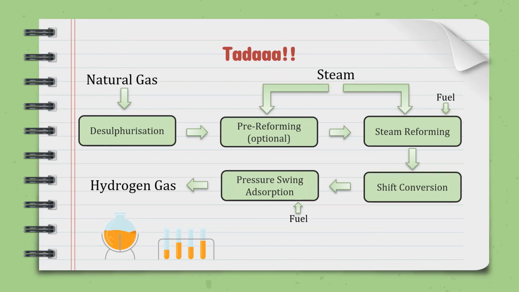The last one will undergo pressure swing adsorption, which is a technique used to separate gases under pressure according to the species' molecular characteristics and affinity for an adsorbent material.